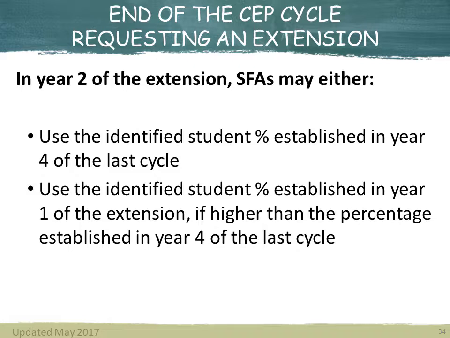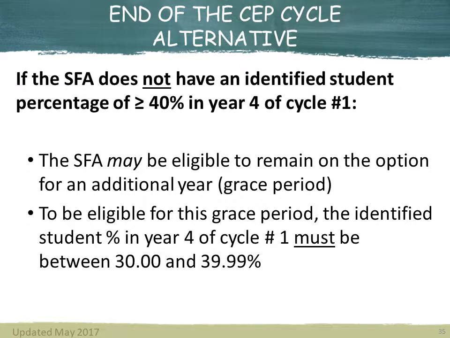So we've kind of already gone over that. Now the other option, which is what we're really trying to avoid: if the SFA does not have an identified student percentage of greater than 40% in year 4, then the SFA may be eligible to remain on the option for an additional year, which is considered a grace period. To be eligible for the grace period, the percent of identified students in year 4 must be between 30 and 39.99. So you're right there on the edge, but technically not qualifying.